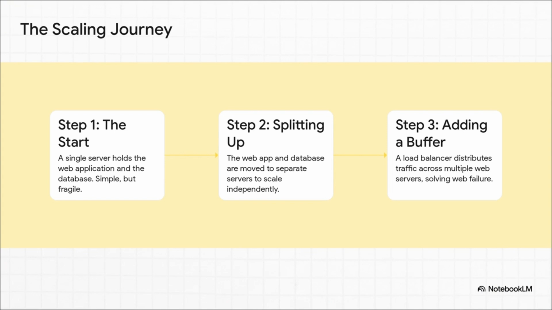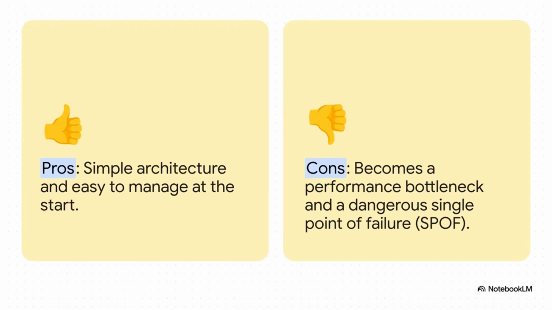You know, what's so fascinating here is how solving one problem often creates a new one. You start out simple, right? Everything on one server. Then you get smart and separate the web app from the database so they can grow independently. You even throw in a load balancer to make your web servers tough. But look what happened. We've made our web part super resilient, and now the database is just sitting there totally on its own and totally vulnerable. And this right here is the big dilemma.